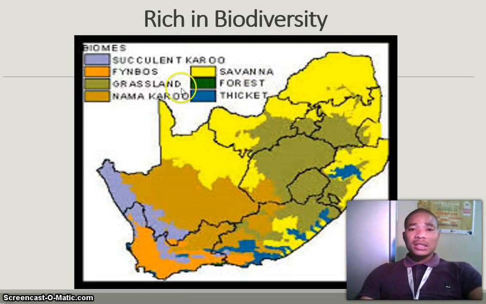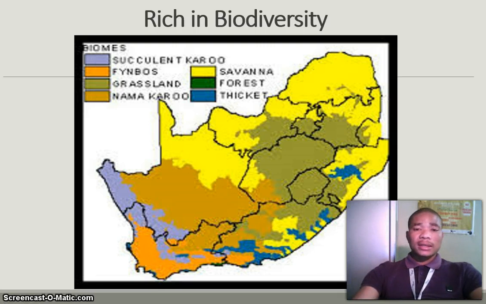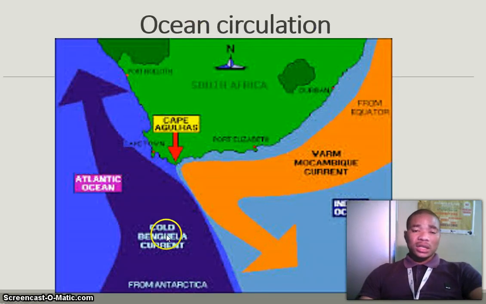South Africa is rich in biodiversity. As we can see here, temperature, climate, and rainfall influence the biodiversity or the biomes, the distribution of biomes along the country. And these biodiversity studies are very important, which makes this place important to study Earth system science.